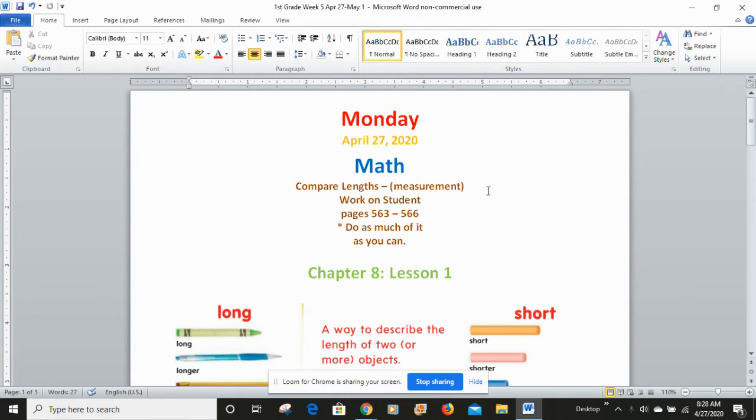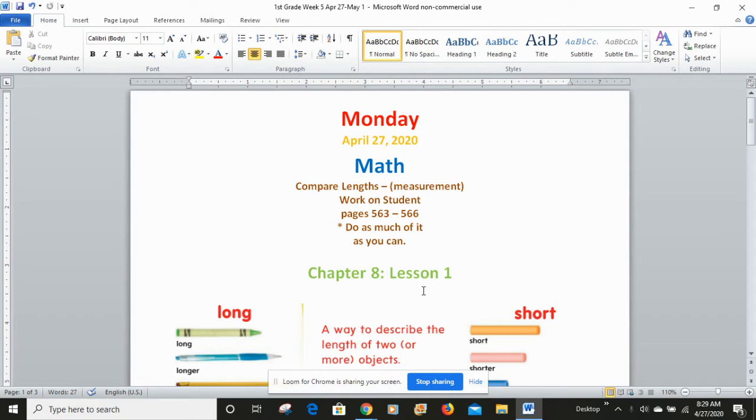Today in math, we're starting a new chapter, and this chapter is on measurement. Lots of different things we can do with measurement, but today we're just going to be looking at comparing lengths. So it says work on student pages 563 through 566. Do as much of it as you can.